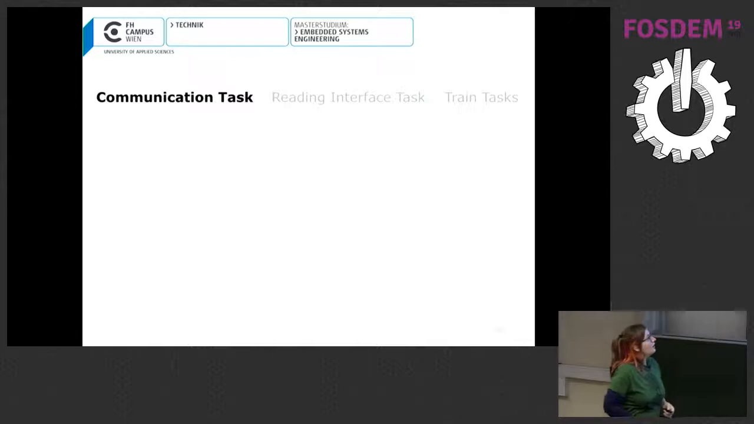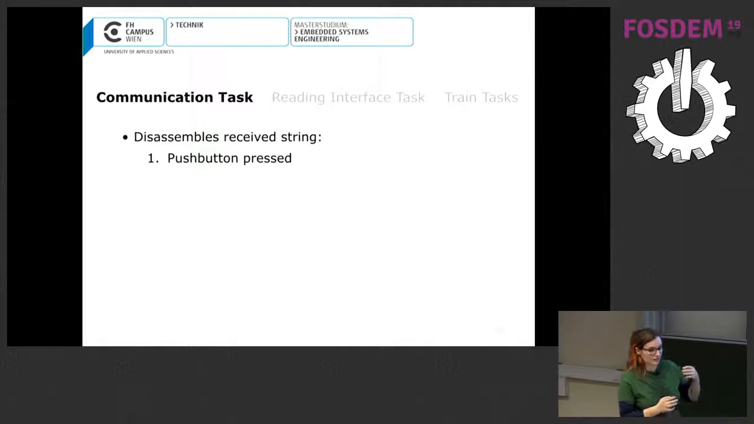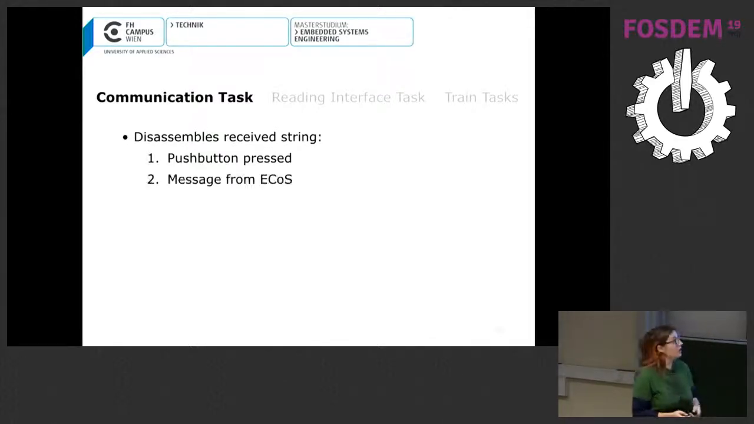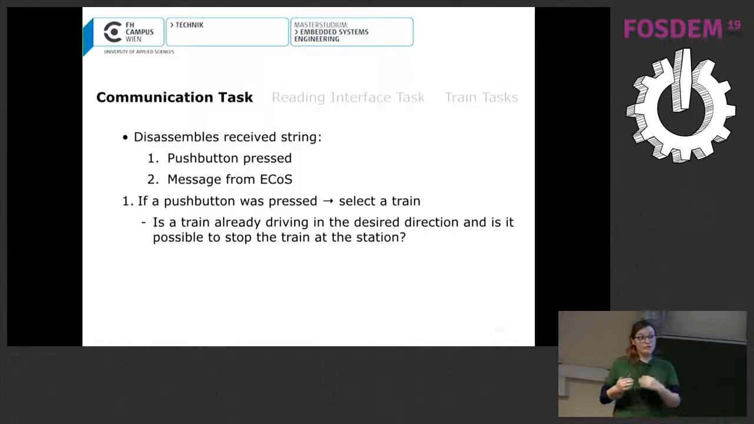What does analyzing a message mean? It disassembles the received string, and decides if, for example, a push button was pressed, or a message is coming from the ACOS, or if it is an acknowledgement from the STM32. If a push button was pressed, the software has to select a train. I can't select every train. I have to decide, is there a train already driving in the direction of the station? And is it possible for the train to stop at the station? If not, which train is closest?